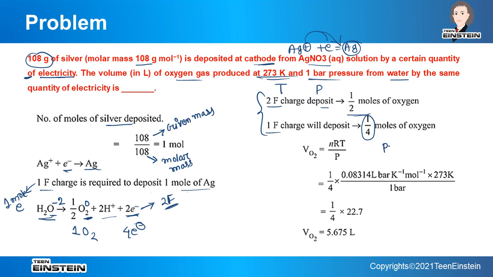Now use the equation PV equals nRT. n you know, this is n. P is 1 bar, already given in the question. V is unknown, that we have to find out. R is, we know the value of R in liter bar unit, and that is the same as liter atmosphere, and T is 273 Kelvin. So put all these values, the value of n, R, T, and P. So finally what you are getting is the volume of oxygen, 5.675. Here it is not mentioned nearest integer, but if it is mentioned, then it will be 6. 5.6, it will be 6.